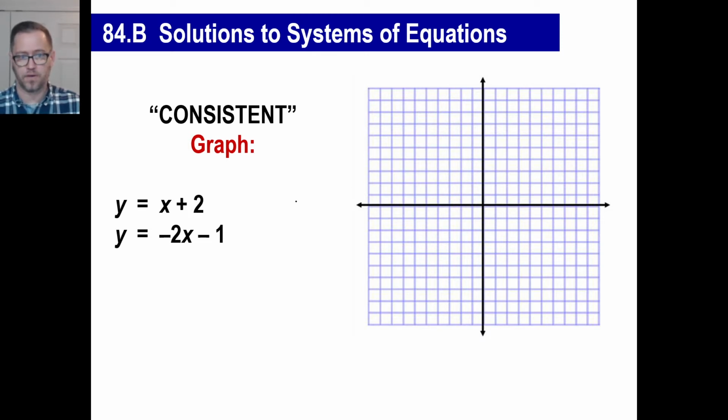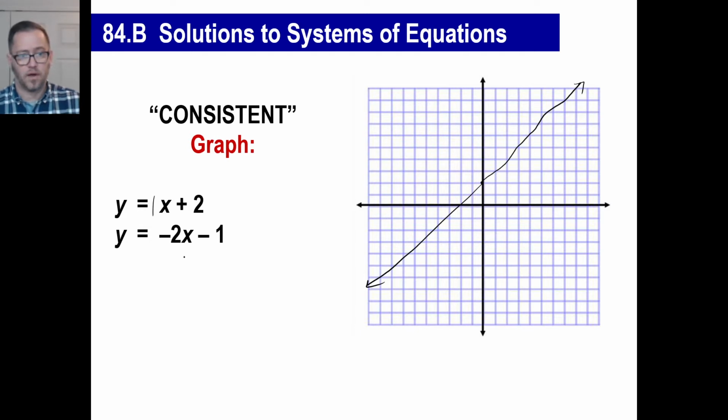Okay, well the first one is y equals x plus 2. We know that's going to be right there. That's my y-intercept. The slope is 1 over 1 if you want to call it. And this is what it's going to look like approximately if I can draw a straight line, which I cannot. Okay, that's what it looks like.